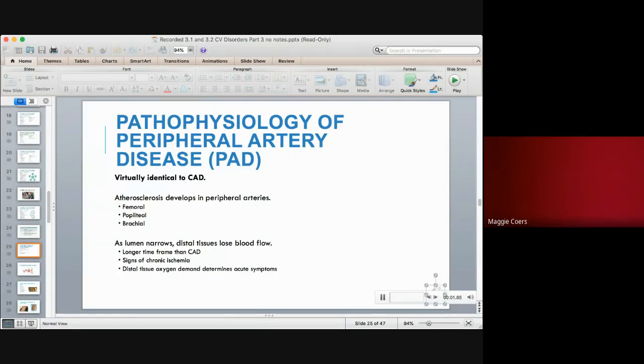All right, so let's move on to peripheral artery disease. Okay, so peripheral artery disease is virtually identical to coronary artery disease, and it stems from atherosclerosis in the peripheral arteries instead of the coronary arteries. Most people with peripheral artery disease also have coronary artery disease because they really go hand in hand.